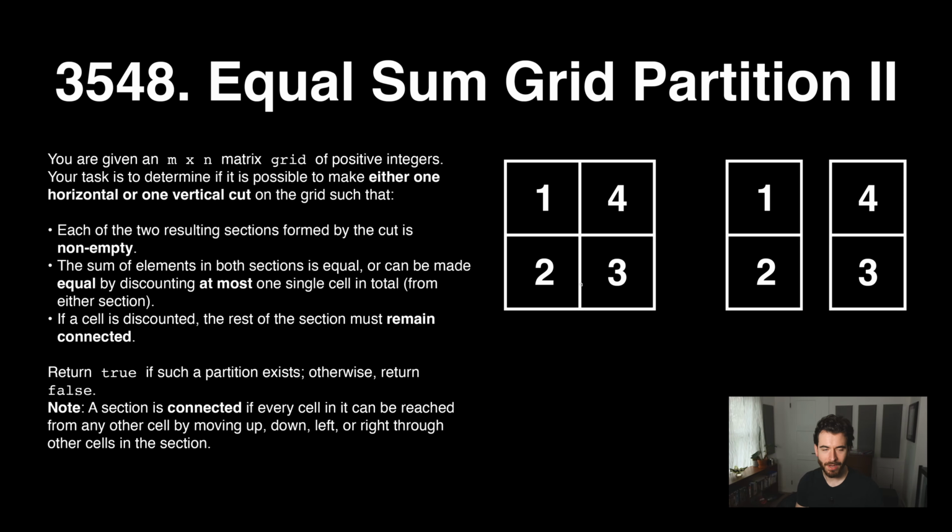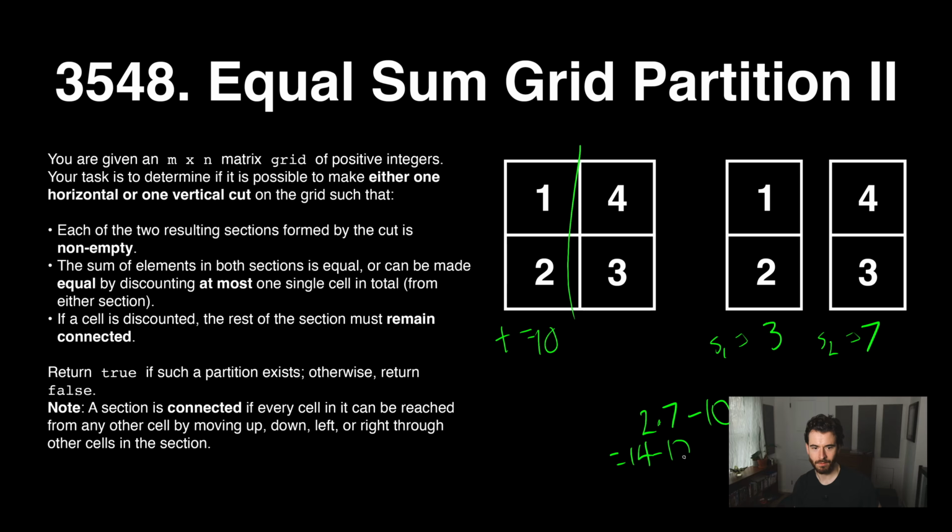And if we were to put that in practice and get the total sum of this grid, which is 5 plus 5 equals 10, if we made a vertical cut here, we would end up with two sections with a size of 3 and 7 respectively. And if we wanted to know what value we'd have to remove from this section in order to have a valid partition, we would just do 2 times 7 minus 10, which is 14 minus 10, which is 4. And then all we'd have to do is look up if there's any values equal to 4 in this section, and if so, we know that we can remove it.